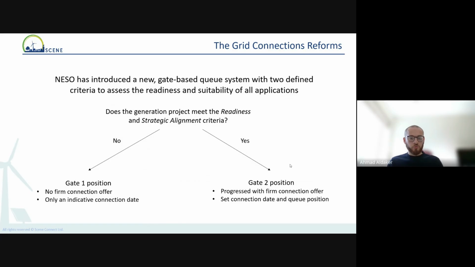To this end, the reforms introduced this new gate-based queue system, along with two criteria to assess every application based on the readiness and the suitability of the application. And then each application is placed into one of two positions. So if you're in gate one, this is where applicants do not demonstrate both readiness and alignment with the Clean Power Plan. So here you only receive an indicative connection date and you won't receive a set connection offer. But if you do satisfy both criteria, you can be progressed to gate two, where you receive a connection date, a connection point, and a queue position.